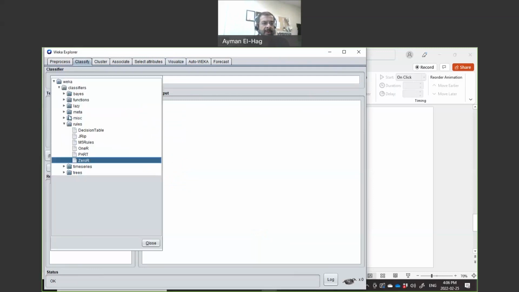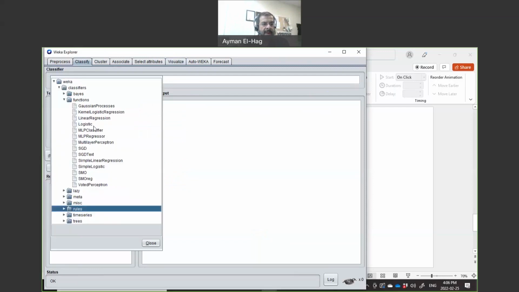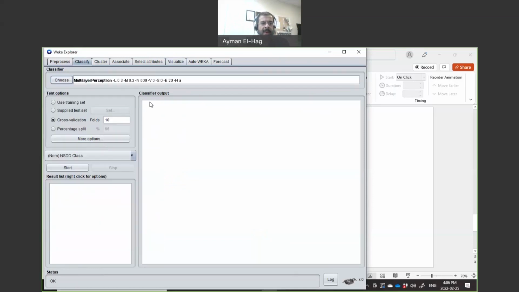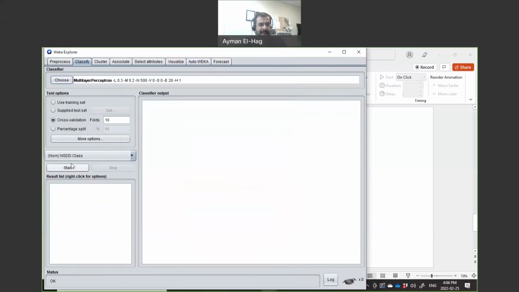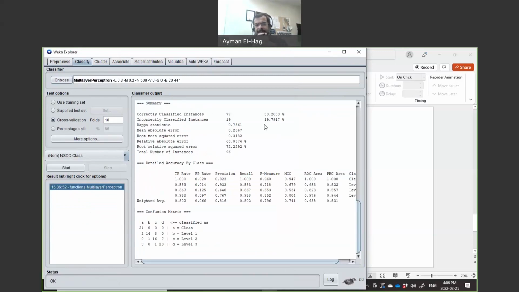Choose, let's use our ANN. Let me start with one hidden layer, and start. We get 80% here. Now, when we look here, as expected, for the clean class, all 24 cases are classified correctly. Here we can see that for level 1 and 2 there is a lot of overlap and a lot of confusion between them. There are even some cases confused with the last one, but there is only a little bit of confusion between level 1 and the clean one.